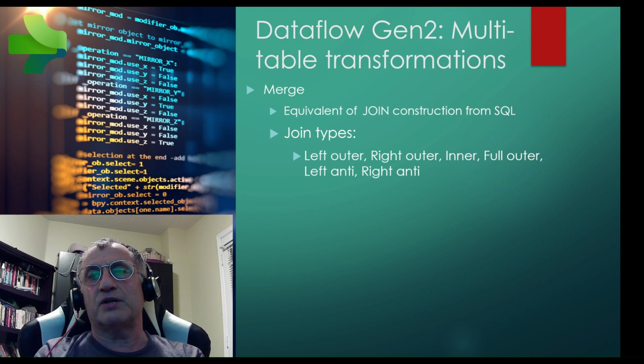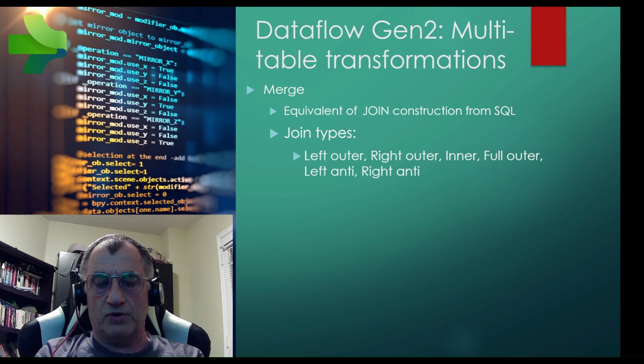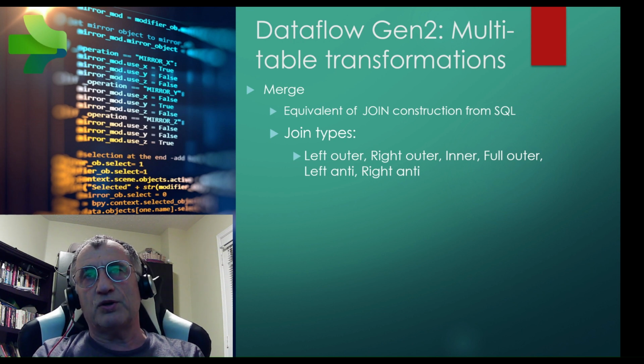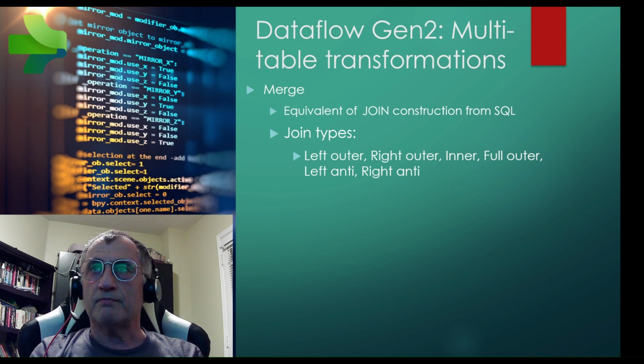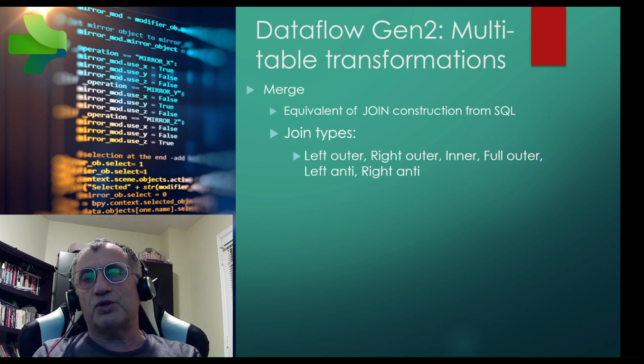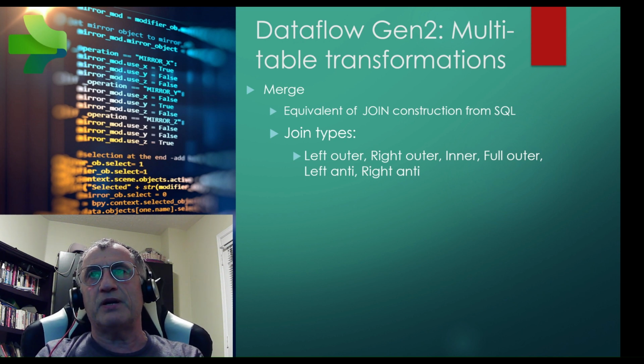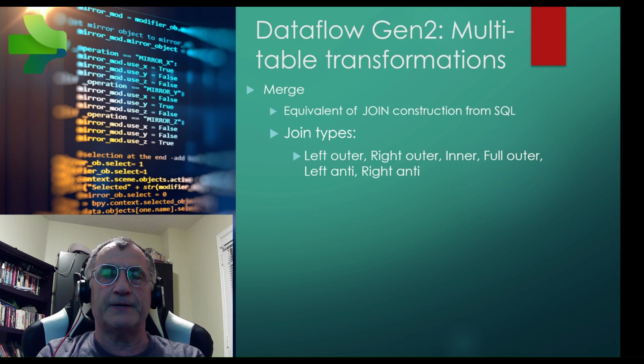These are the join types that are available in Dataflow. Left outer join ensures that you have all the rows from the left table and the corresponding rows from the right table. Whereas right outer join will ensure the quite opposite: all the rows from the right table and the corresponding rows from the left table. Inner join will ensure that only rows which are present in both tables, the common rows, survive.